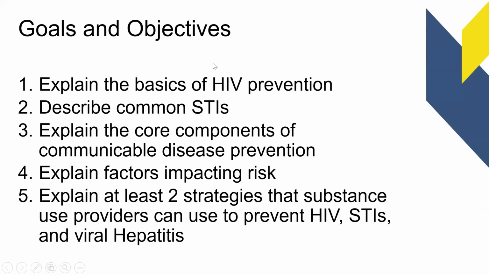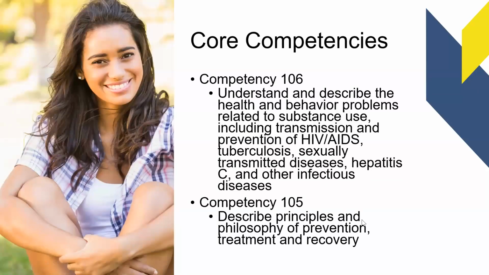All right, so some quick goals and objectives. I want to explain the basics of HIV prevention. Again, I hope this is a good reminder, but if not, then we're going to just cover some basics. Describe some common STIs, otherwise known as sexually transmitted infections. I want to explain some core components of disease prevention. Let's talk about factors that are increasing risk for these things, as well as two strategies that providers can use in their prevention work. I'm not going to get into the core competencies, but this is for you to reflect on. And you will have a PDF of these slides, so you can feel free to look at that later.